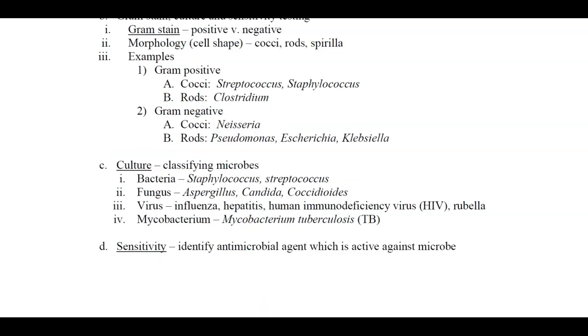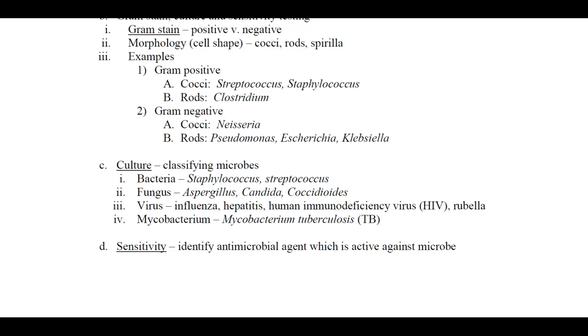Culture. This is basically the step when the microbes are classified and identified. Sometimes they can identify the microorganism as a bacteria, fungus, virus, or mycobacterium. Bacteria include Staphylococcus and Streptococcus. Fungi include Aspergillus, Candida, and coccidiosis. Viruses include the influenza virus, hepatitis, human immunodeficiency virus, and rubella. And Mycobacterium includes Mycobacterium tuberculosis, which is the causative organism for TB, or tuberculosis.